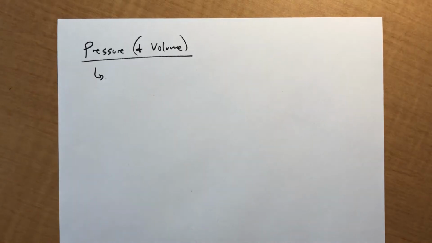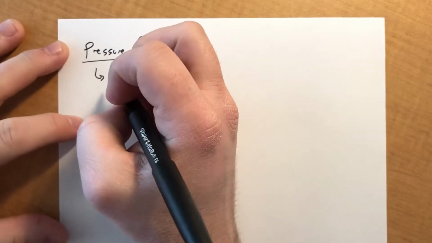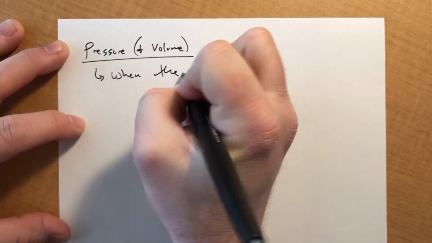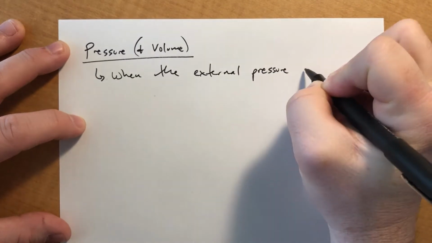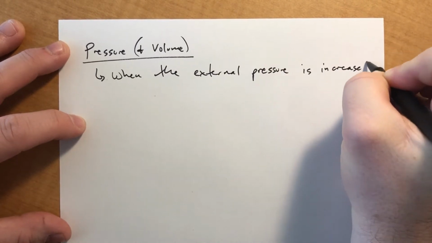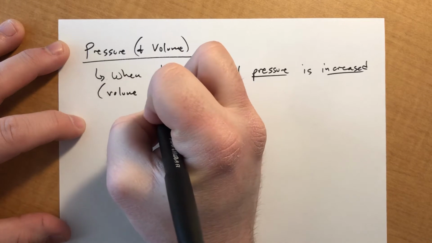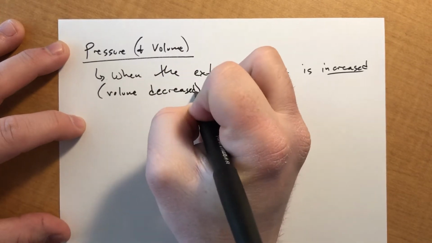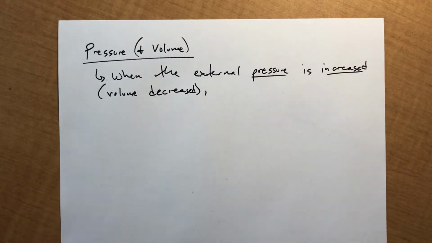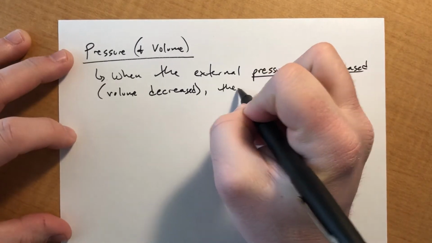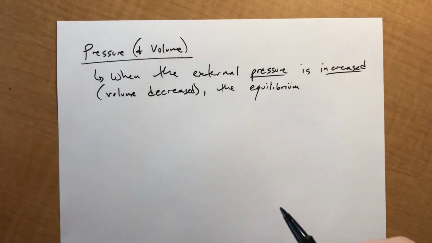So if you have a system at equilibrium and you crush it, basically increase the pressure, so when the external pressure is increased, which is the same thing as the volume decreased, the equilibrium will shift toward the side with the fewest moles of gas. So this only affects gas particles.